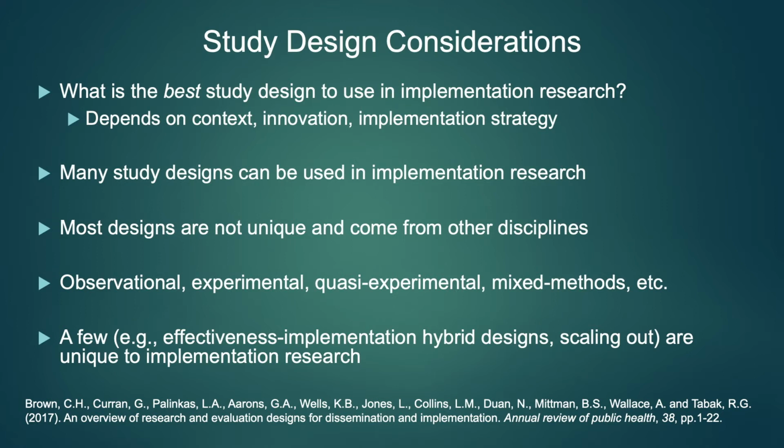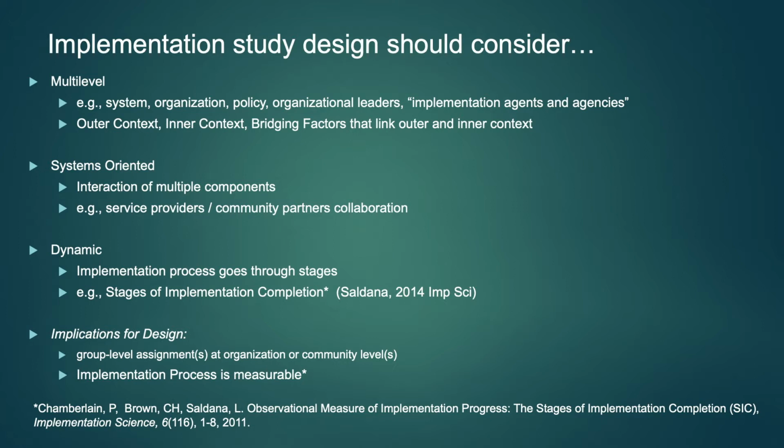As I mentioned on that first slide, implementation is often multi-level, and we ignore that to our own peril. Interventions and implementation happen within broad systems. This could be statewide, county systems, health systems, hospital systems. So we need to understand the organization, the policy context, and what leaders and others are doing, the agents and agency of how implementation happens. We need to think about the outer context of the system, the inner context of organizations, and the bridging factors that link those contexts.